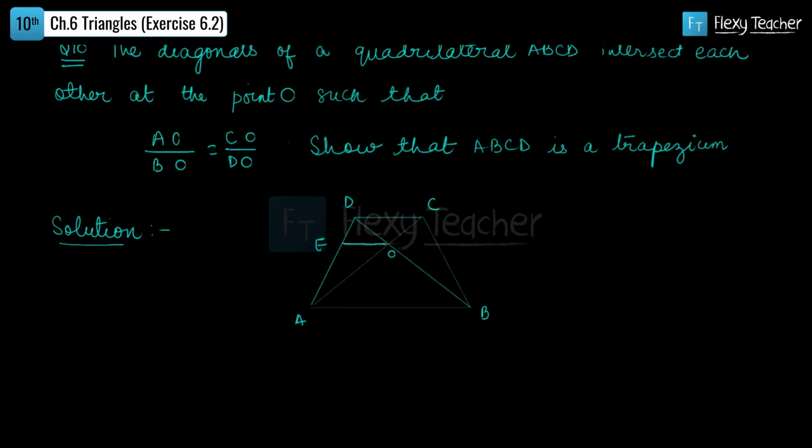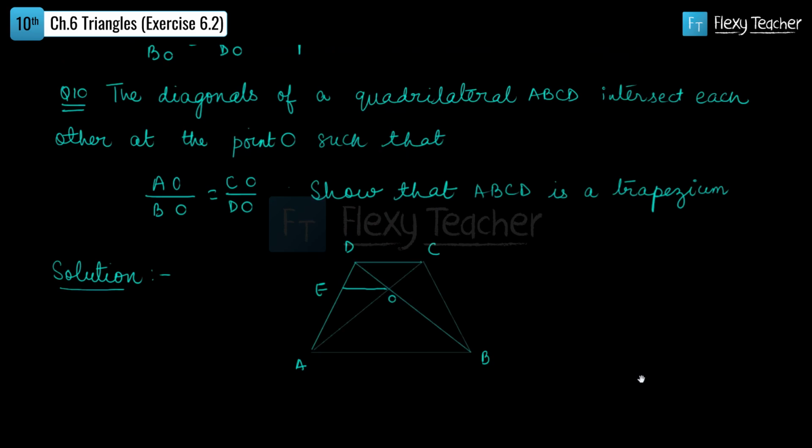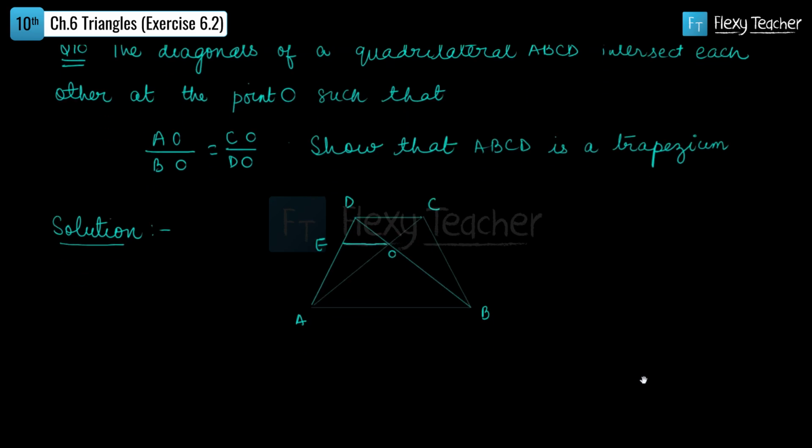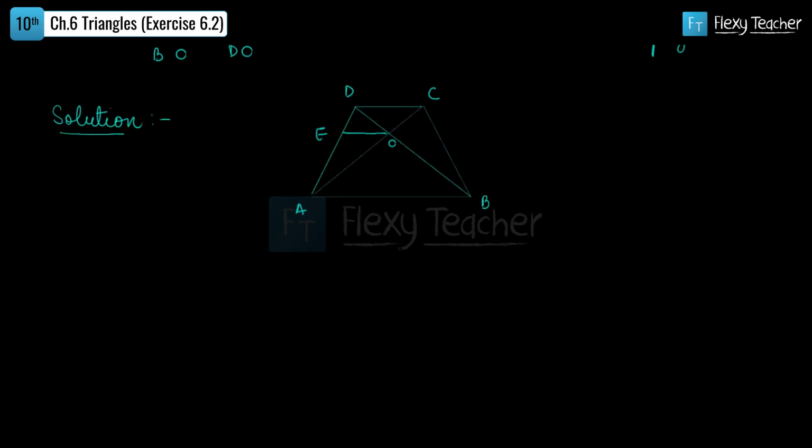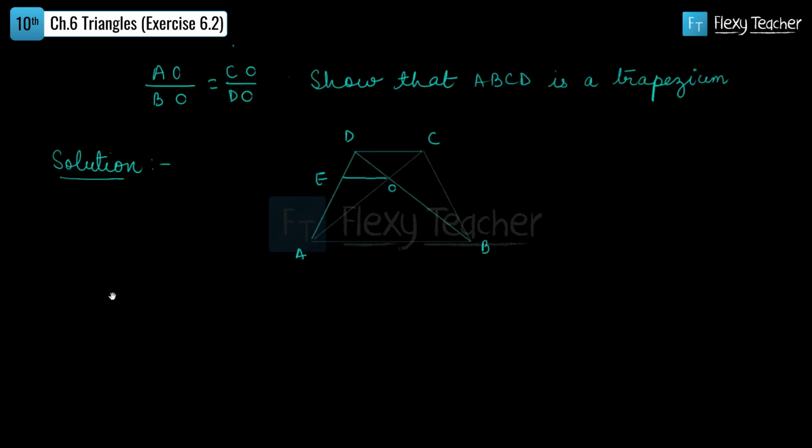Question number 10. The diagonals of a quadrilateral ABCD intersect each other at point O such that AO upon BO is equal to CO upon DO. We have to prove that ABCD is a trapezium. Okay, so let us write the given things. Given is AO upon BO is equal to CO upon DO.